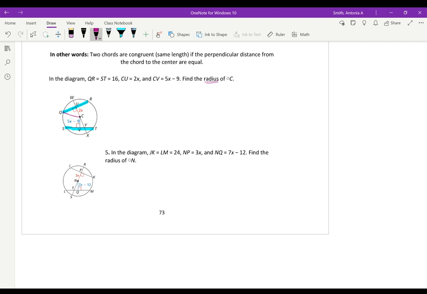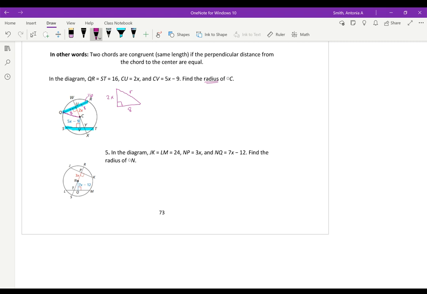First things first, this right here is a diameter, and it forms a right angle with this chord, which means that this chord is cut in half. This chord is 16, which means that this piece and this piece are both 8. So I'm going to draw my right triangle here off to the side. So far I know that this piece is 8, this piece is 2x, and this piece up here is what I'm trying to find, my radius.